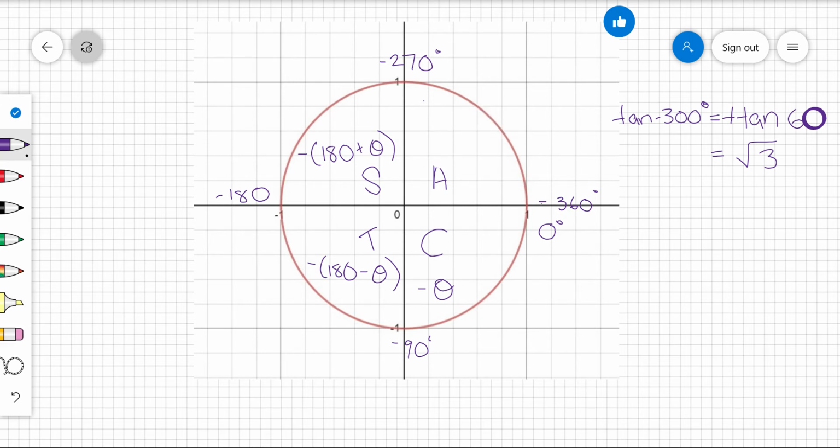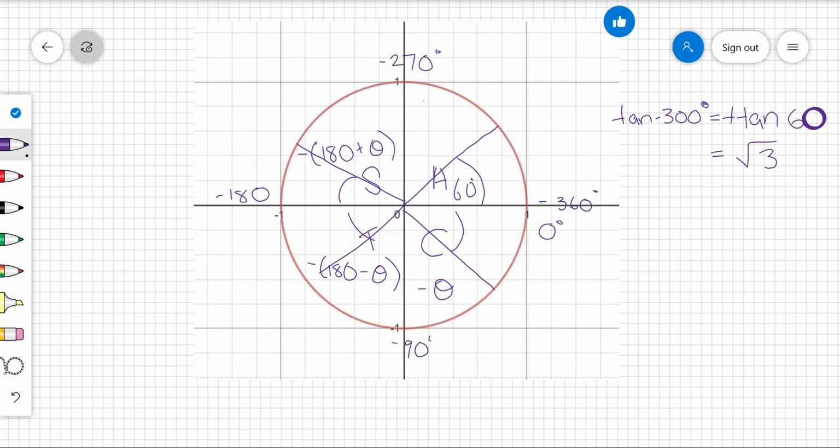Another way to look at that, which sometimes I find easier, is just to say, all right, it's 300 degrees, so it's gone all the way around to here. It's 300 degrees, therefore this angle must be 60 degrees. We're always looking at the angle. So if it was over in the second quadrant here, we're looking at this angle. We're always looking at the angle it makes with the x-axis.